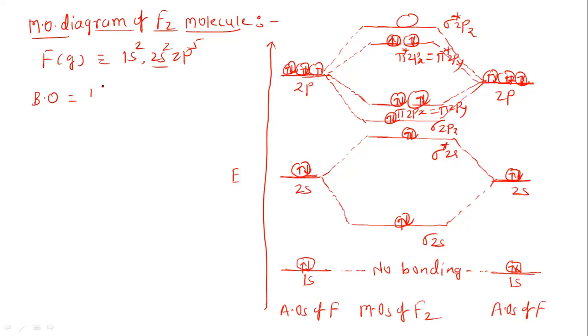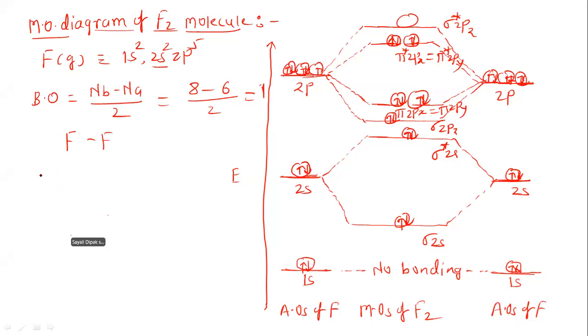So bond order is equal to the number of bonding electrons minus the number of antibonding electrons, divided by 2. So see here, count the bonding electrons. 2 plus this 2 is 4, 4 plus 4 is 8. So 8 here. Count the antibonding electrons. This 2, then this 4, 6 antibonding electrons, divided by 2. So it is equal to 1. That is, there is a single covalent bond between the two fluorine atoms, and that bond is a sigma bond. So thus bond order is equal to 1.